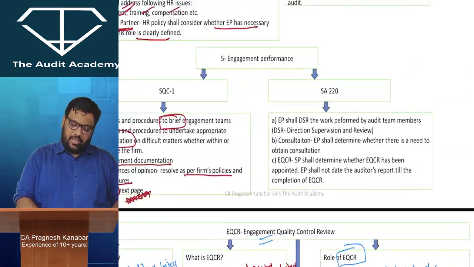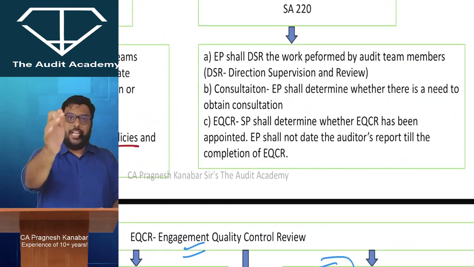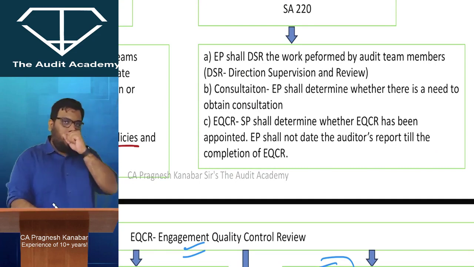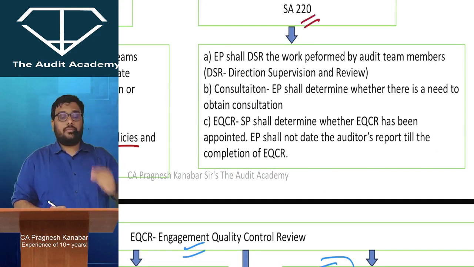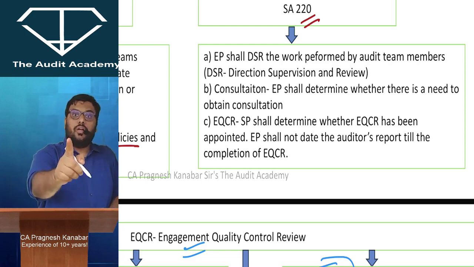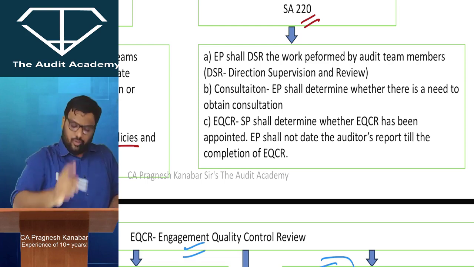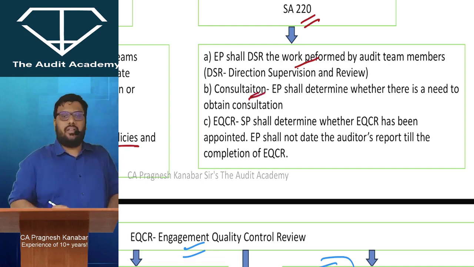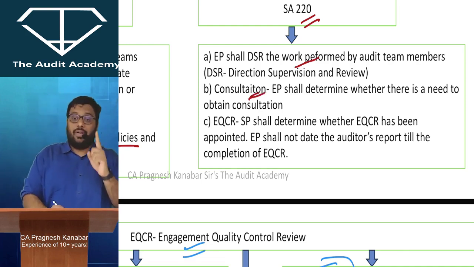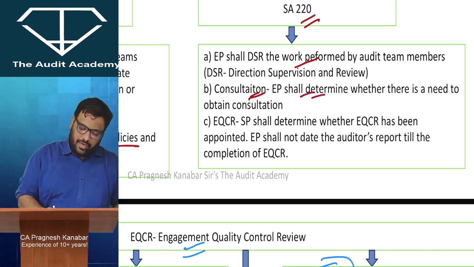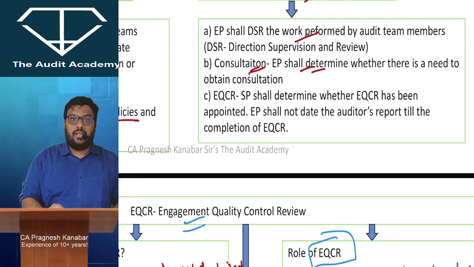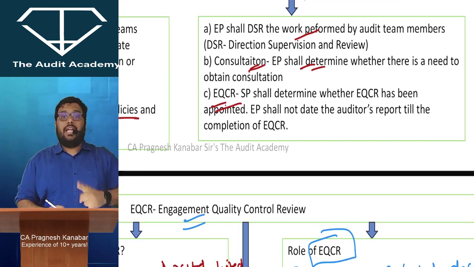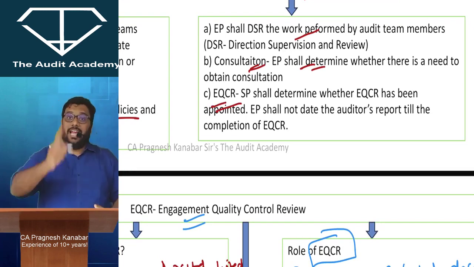Yes, sir. So what will be the role of the engagement partner? You, engagement partner, as per SA 220. First of all, you should do enough DSR of your team, direction, supervision and review of your team. Second, if your team is worried about certain matters, then you should give them proper consultation. The engagement partner shall determine whether there is a need to obtain consultation. And boss, it is your responsibility to ensure that the engagement quality control reviewer is timely appointed.